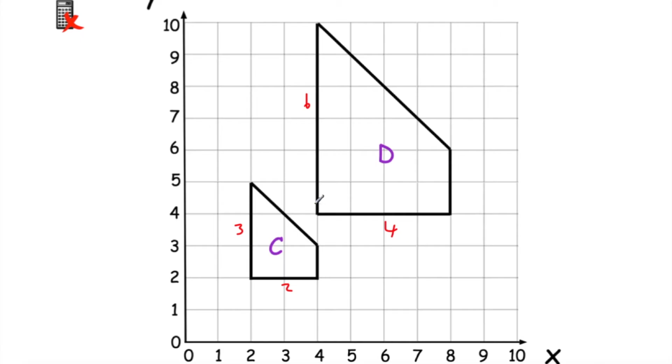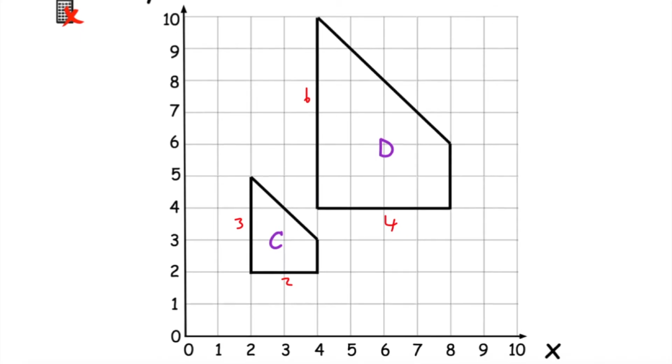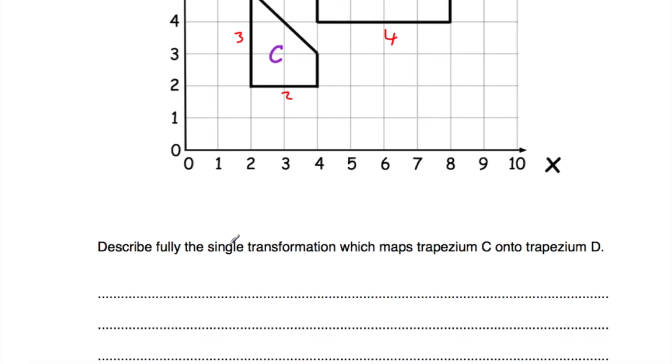So that means the scale factor of enlargement is 2. So let's write this down. So far it has been enlarged. So to map C onto D, it's an enlargement by scale factor 2, because the sides have been doubled.